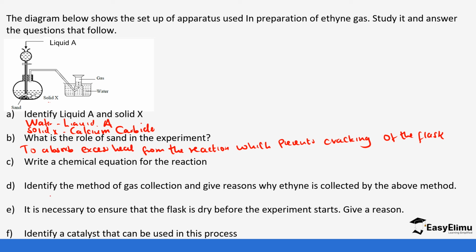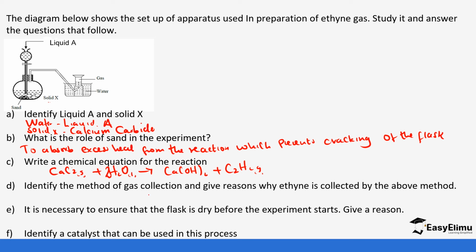Write a chemical equation for the reaction. We said it's calcium carbide, which reacts with water, liquid, to form calcium hydroxide plus ethyne, which is a gas. We placed a 2 here to balance the equation.